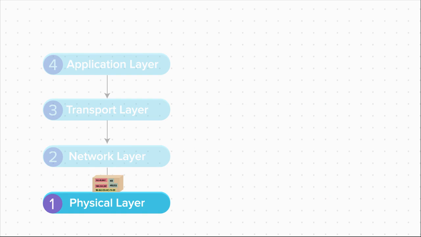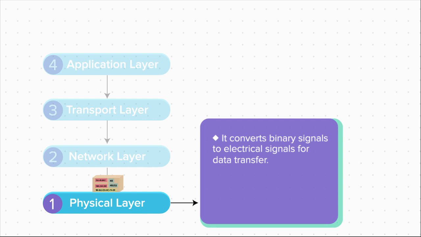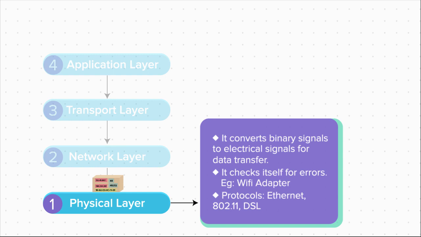The physical or network access layer. This is the first layer of the TCP/IP model. This is where the binary signals are converted to electrical signals so that they can be transported over the physical cables and optic fibers to the destination device. This layer comprises the hardware which is used for data transfer, and it also checks itself for errors. It also controls the flow of data. An example of this is your Wi-Fi adapter. The common protocols that run at this layer are Ethernet for LAN cable, 802.11 for wireless connections like Wi-Fi, Bluetooth, etc., and DSL for telephone cables.